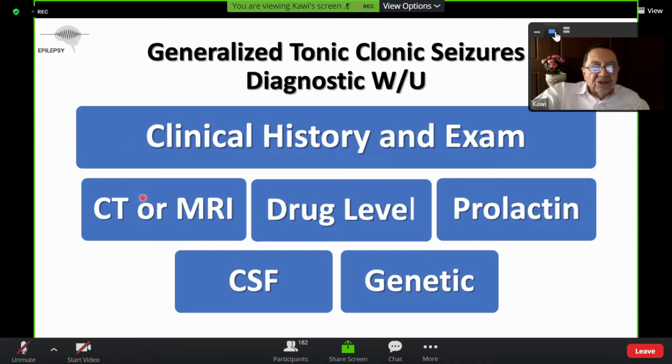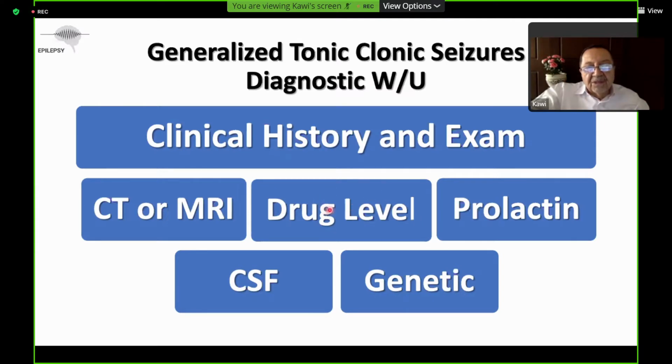After the examination, we do some imaging. We check for drug levels if the patient is non-epileptic and is taking medications, if he is adherent to his medications, or if his levels are low. We check for prolactin, which differentiates to us a true seizure from a pseudo seizure. Usually a true psychomotor seizure will be associated with a rise in prolactin. We check CSF for possible infection, especially in children with febrile seizures, and we check for genetics in children with family history of epilepsy.